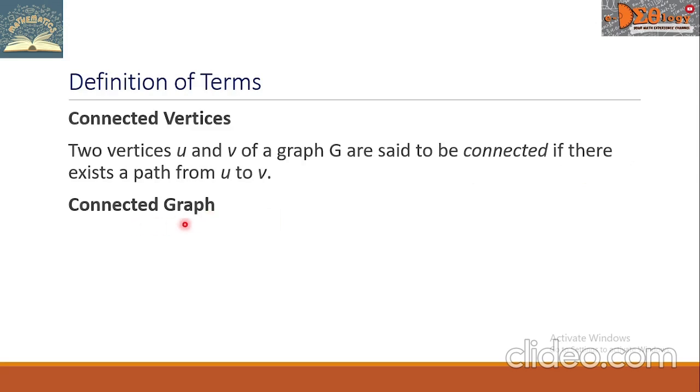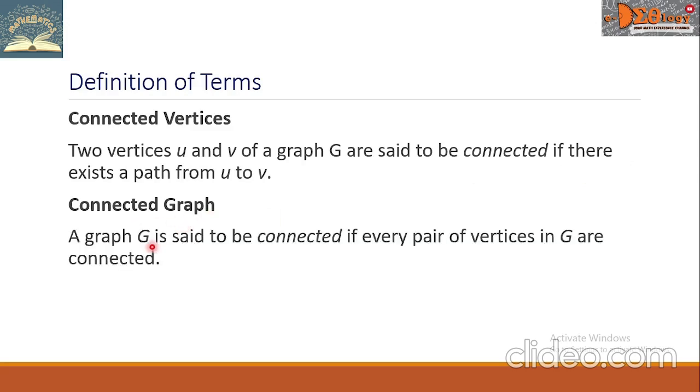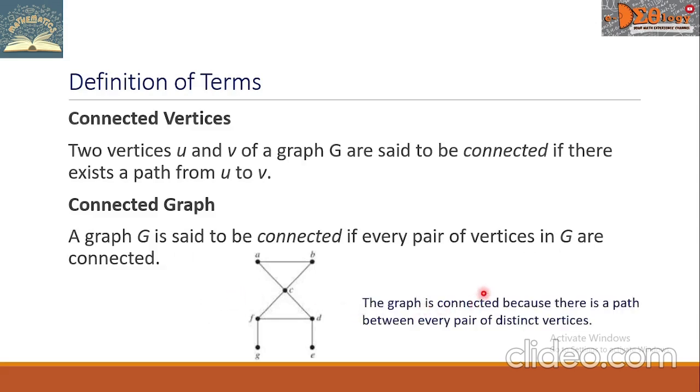Next is connected graph. A graph G is said to be connected if every pair of vertices in graph G are connected. Example, we have this graph. The graph is connected because there is a path between every pair of distinct vertices.